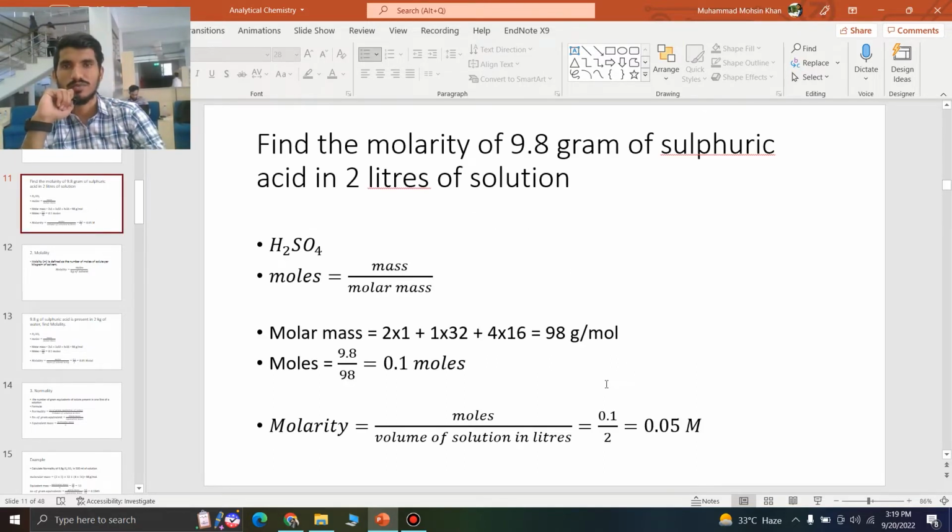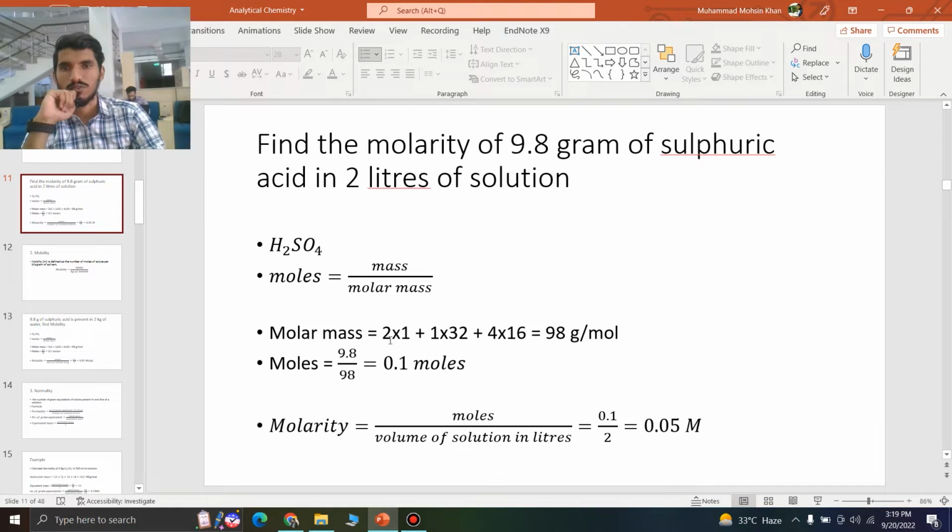So moving on towards the example, we have: find the molarity of 9.8 gram of sulfuric acid in 2 liters of solution. So what you have been given is 9.8 gram of sulfuric acid, and you have to find its molarity in 2 liters of the solution. So H2SO4 is the formula for sulfuric acid, and as you know, H2SO4 means that I have two atoms of H, and the mass of one atom of H is 1 gram per mole.